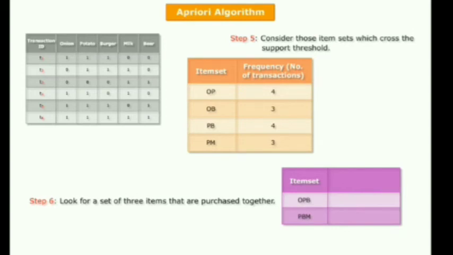According to this rule, look for 2 pairs with identical first letter from the item pairs OP, OB, PB and PM. OP and OB, this gives OPB. PB and PM, this gives PBM. Next, find the frequency for these 2 item sets. Applying the threshold rule again, you will find that OPB is the only significant item set. Therefore, the set of 3 items that was purchased most frequently is OPB.